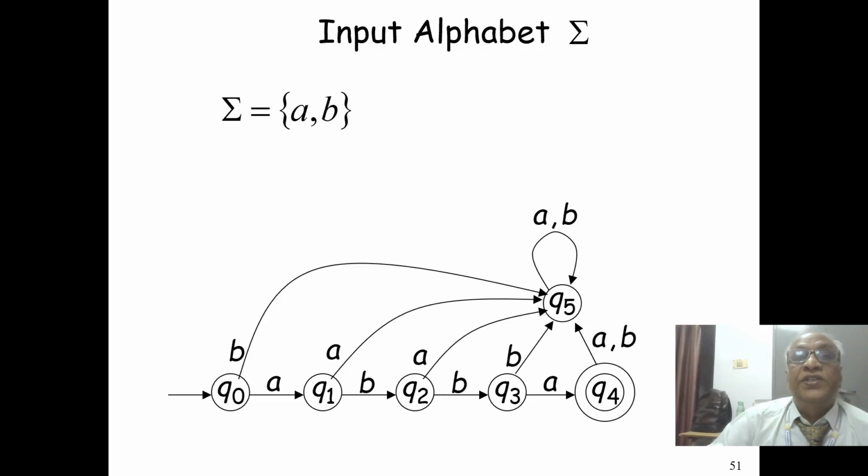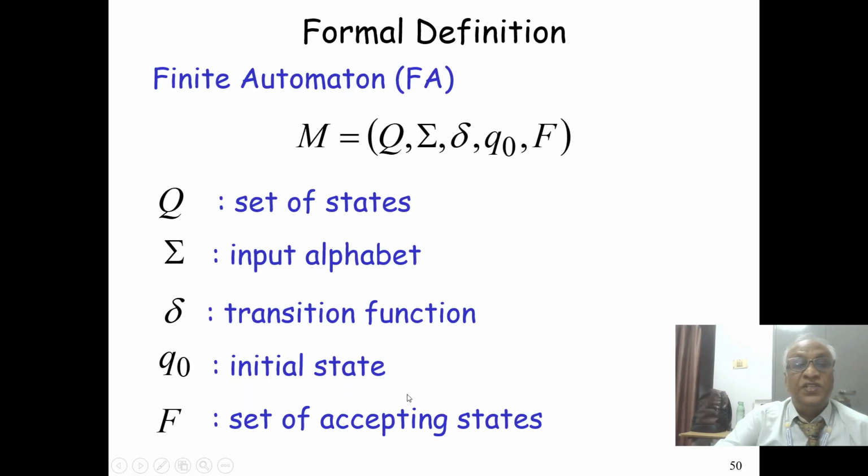So let us say this is my finite state machine. What are the 5 tuples? Q is set of states. How many states are there? 6 states are there. Q0 is initial state. Q4 is acceptance state. Is it not? So you also have delta, which is a transition function, right? So say Q0 comma A will be Q1. Q1 comma B will be Q2. That indicates the transition function.